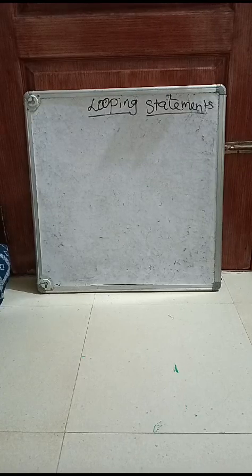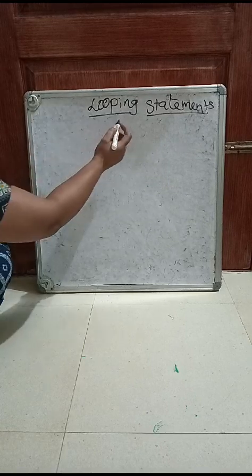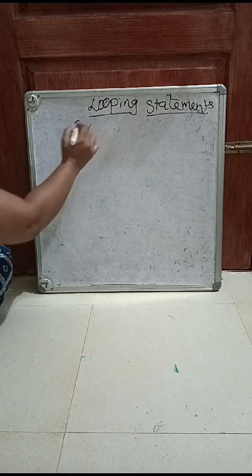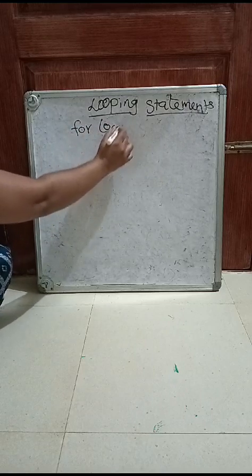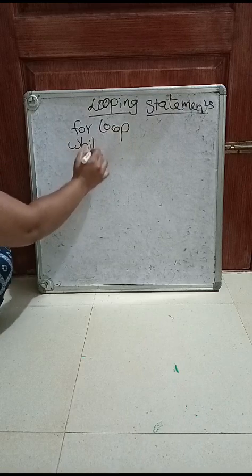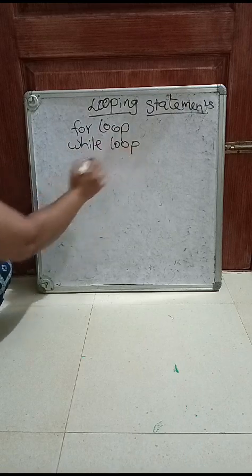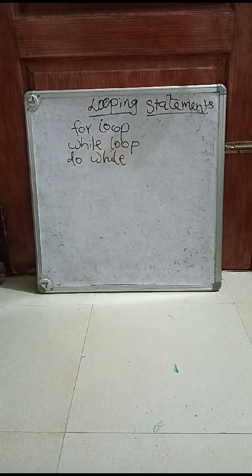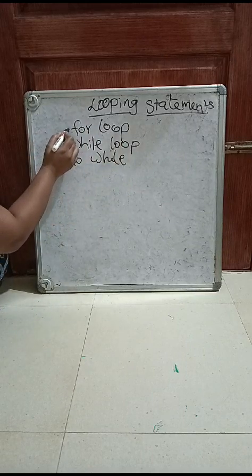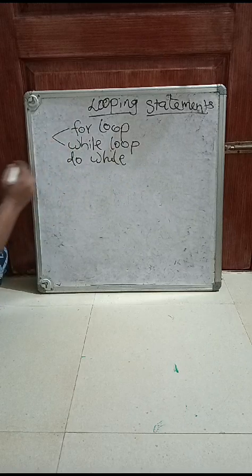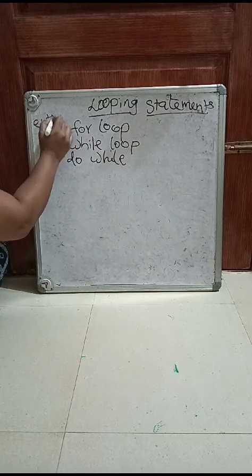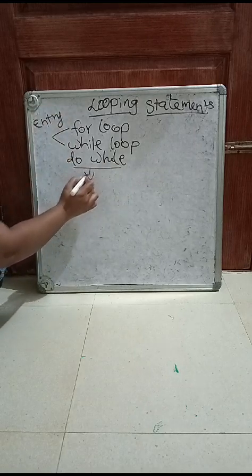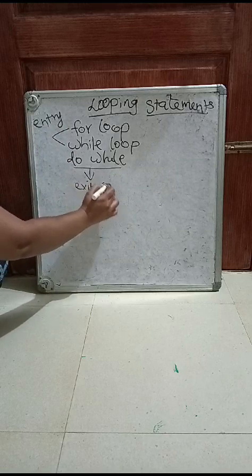Hi all, today I am going to discuss looping statements in C. What comes under looping statements? For loop, while loop and do while loop. So we have a total of three types of looping statements. First of all, for loop and while loop are called entry control looping statements, whereas do while is called an exit control looping statement.